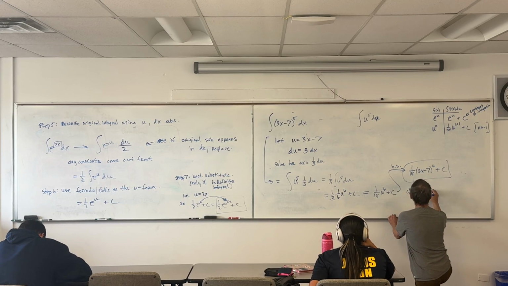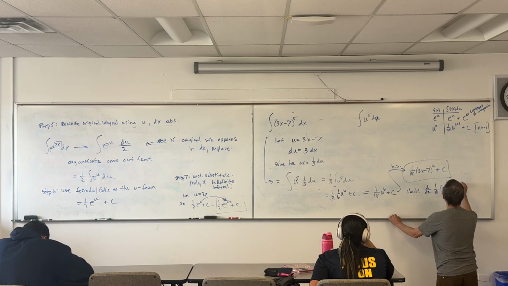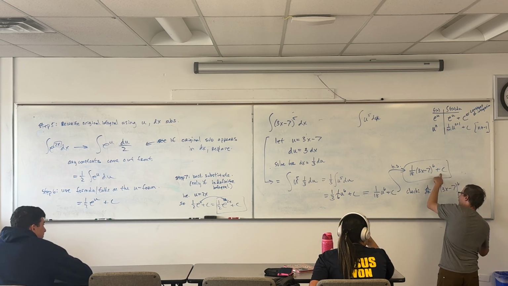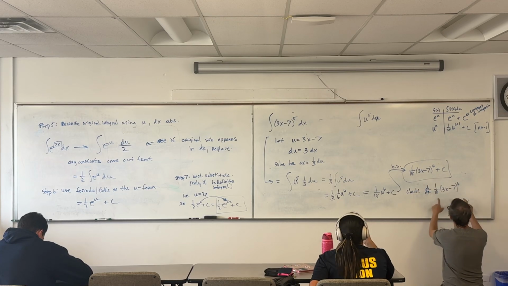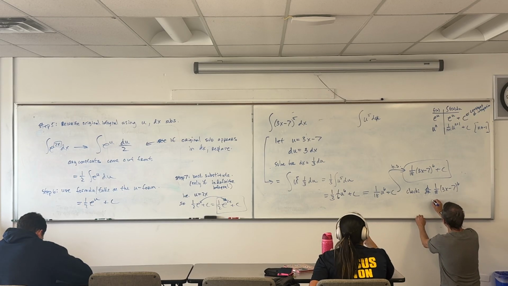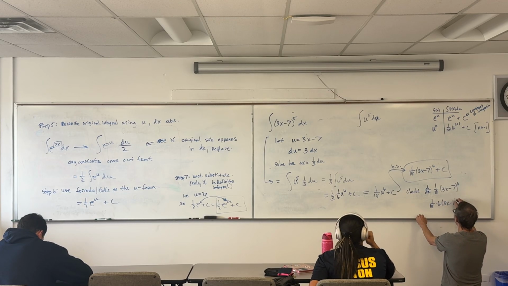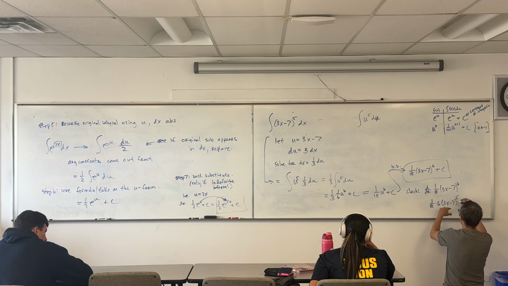Take the derivative of 1/18 (3x minus 7) to the 6th. The plus c will just go to 0. We don't need to check that. So, chain rule. The 6 comes out front. So I've got 1/18 times 6, (3x minus 7) to the 5th. Now again, this is derivatives. We haven't done those in a while.